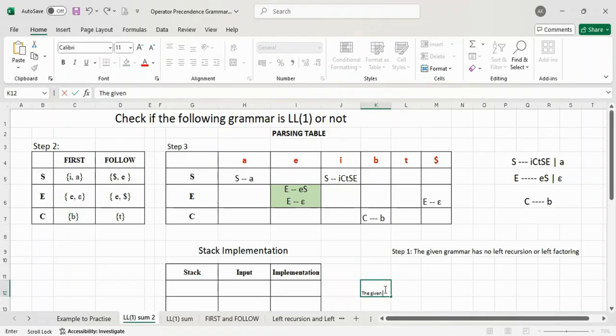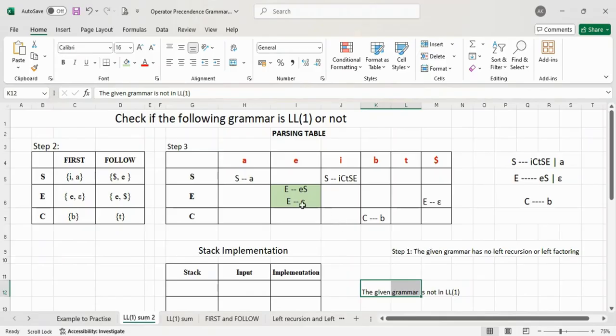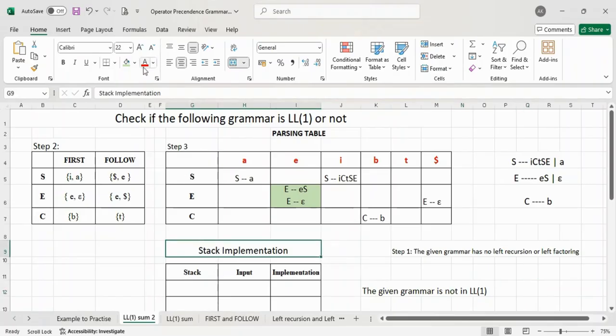The given grammar is not LL1. I repeat once again, if you observe the given cell, see I have highlighted the cell, the given cell has two production rules in it. When this kind of condition arises, you say that the grammar is not LL1. Thus, step 4 is not required. Okay, this step is not required over here. We stop our solution only with step 1, step 2 and step 3, and this is how we check whether the grammar is LL1 or not.